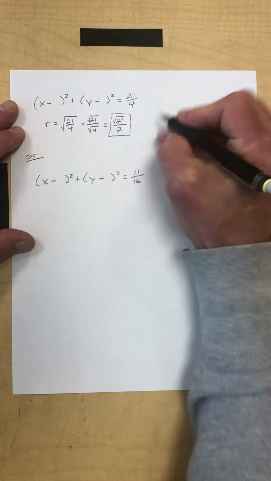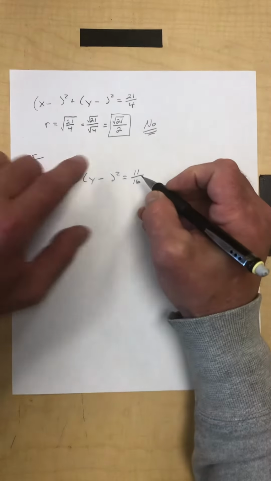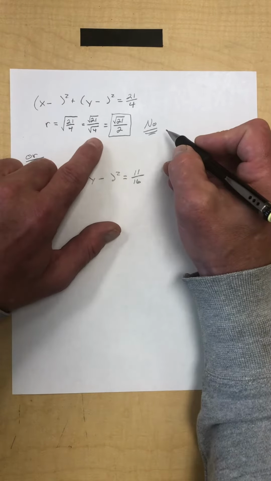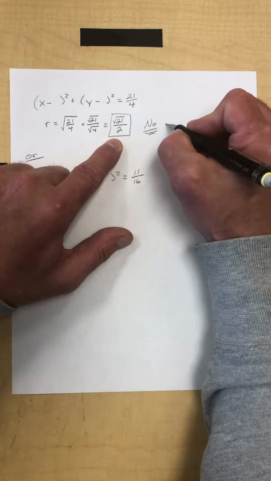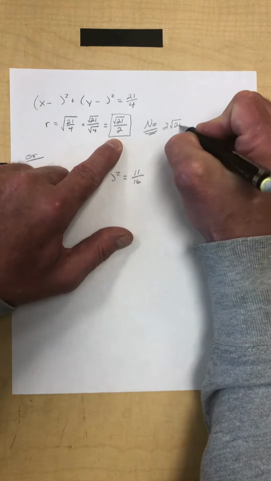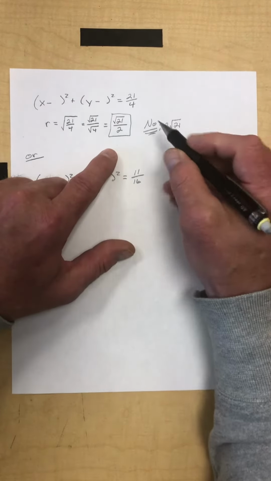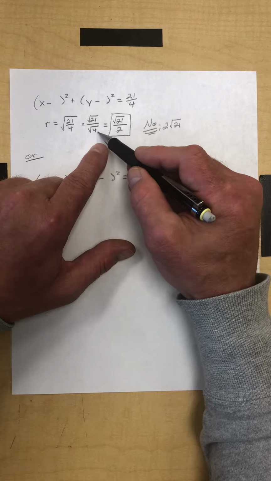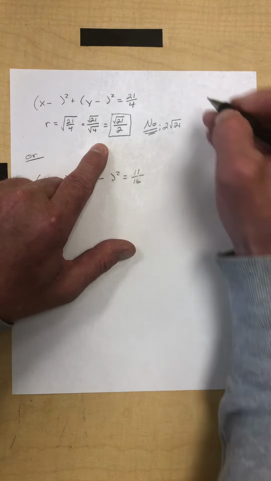Here, I'm getting some people that are doing this, which would be no. Rather than this answer, they'll do this: 2 radical 21. That's a big no. That is not correct. Radical 21 over radical 4 is radical 21 over 2, not 2 times radical 21.